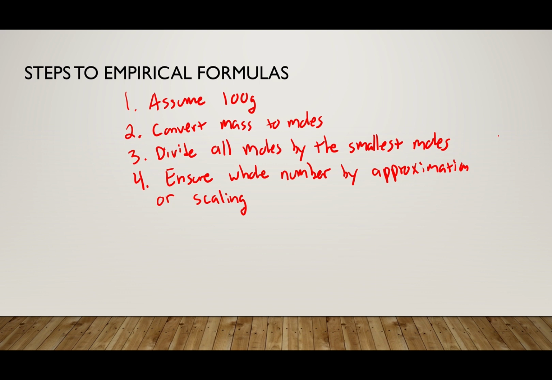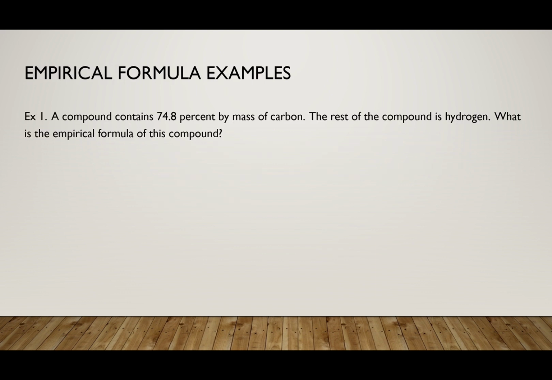So now let's take a look at some examples on how to calculate empirical formulas. So in the first problem, we have that a compound contains 74.8% by mass of carbon. The rest of this compound is hydrogen. We want to know, well, what is the empirical formula of the compound?